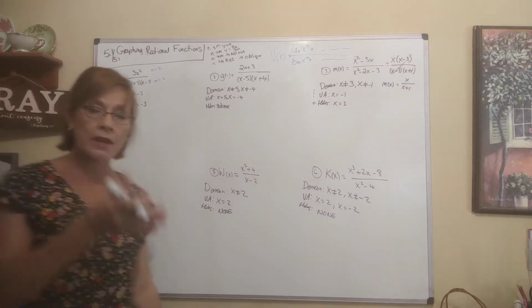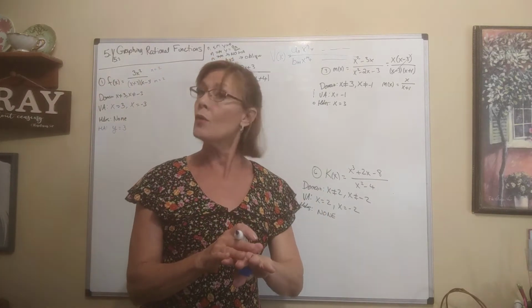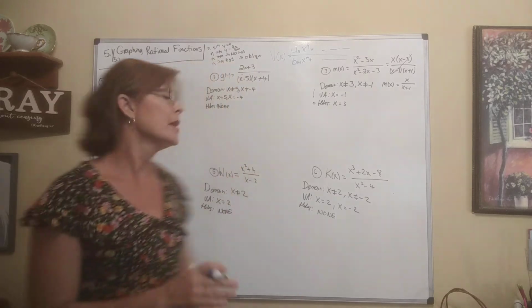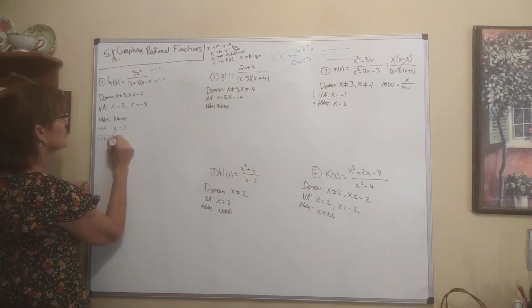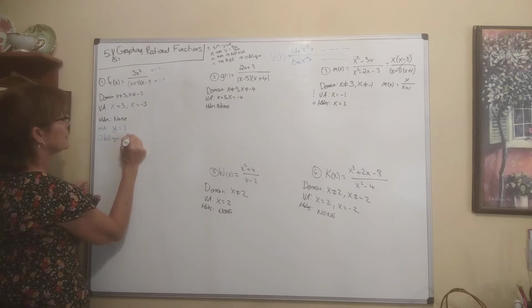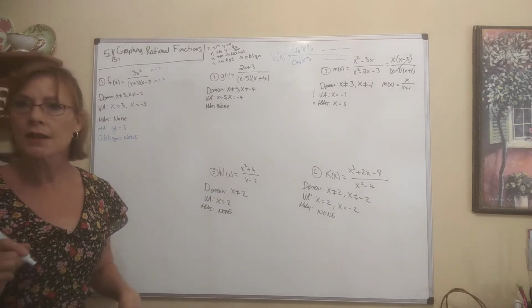A graph will either have a horizontal asymptote, or an oblique one, or none at all. It won't have more than one, like vertical. So if it has a horizontal, then it doesn't have an oblique. None. Okay, so let's go through and decide about our horizontal asymptotes for these.